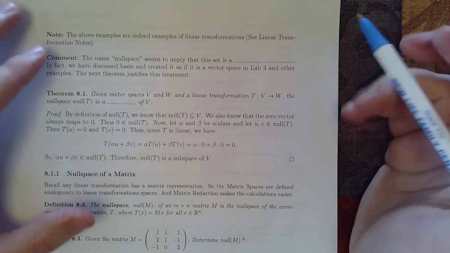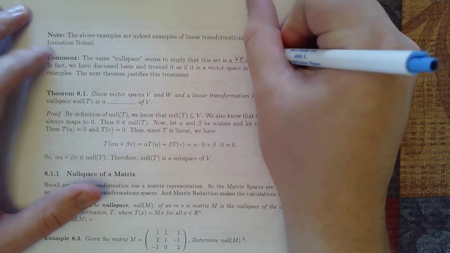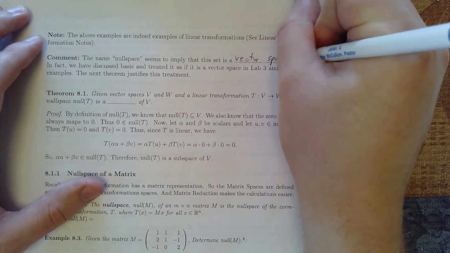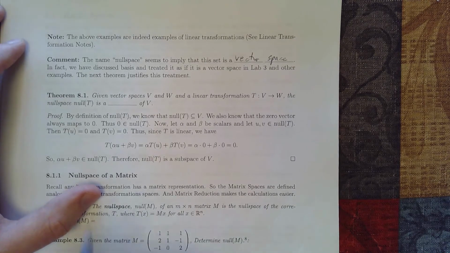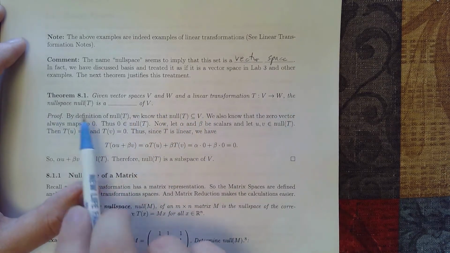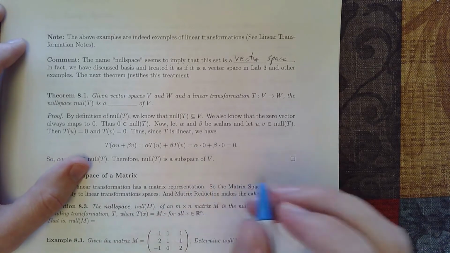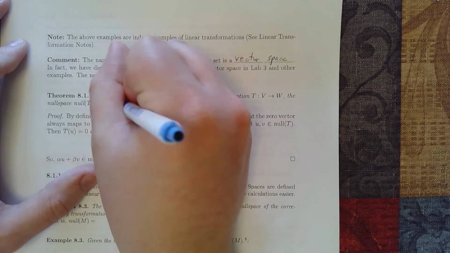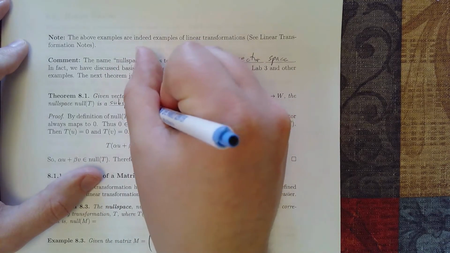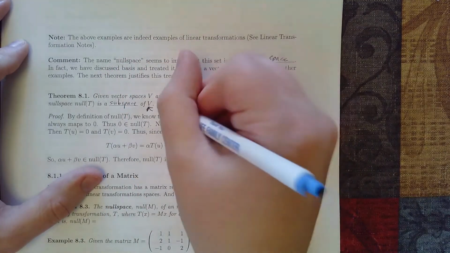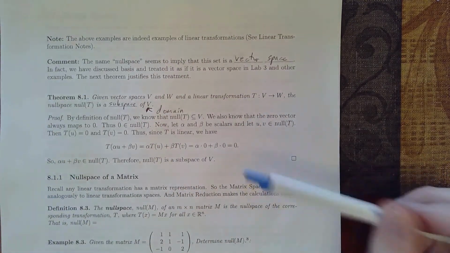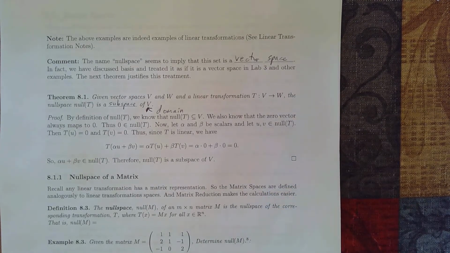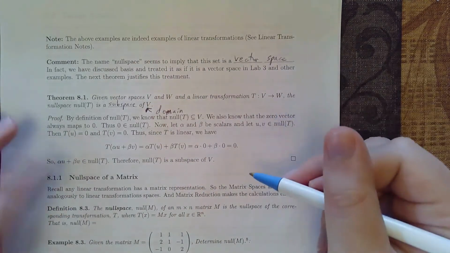All right, so the name null space is kind of implying that this set is a vector space. And we're going to end up giving this a formal definition with this theorem. So given vector spaces V and W and a linear transformation, the null space, null of T, is going to be a subspace of the domain. So the subspace of V, this is just the domain. There's a short little proof here that justifies why it's a subspace, but this is something that's kind of just splitting hairs at this point. So I'm going to go ahead and skip that explanation, but it's there to read if you'd like.